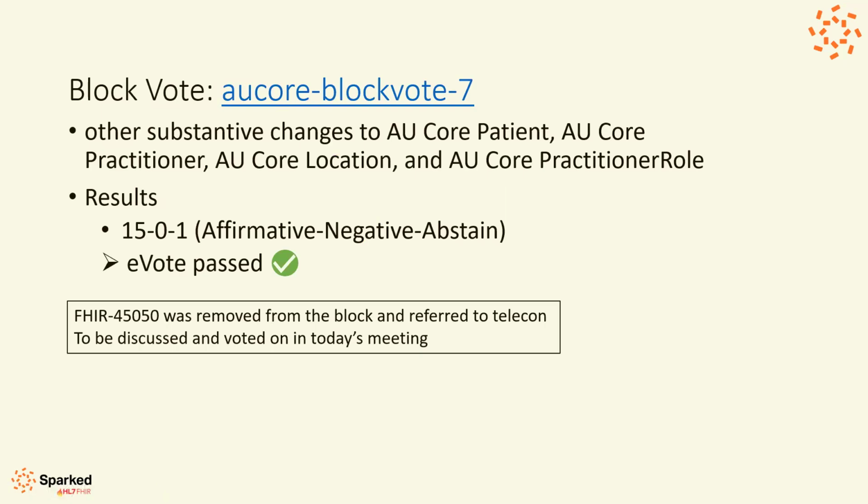Block vote 7 was other substantive changes. So things that weren't about removing must support, but were about other things in relation to AU for patient and practitioner and location and practitioner role. This vote has passed, but we did remove one from the block that we went through. That was for 5050, the one around the value sets and their visibility for individual pronouns and for gender identity. And we've addressed that one.